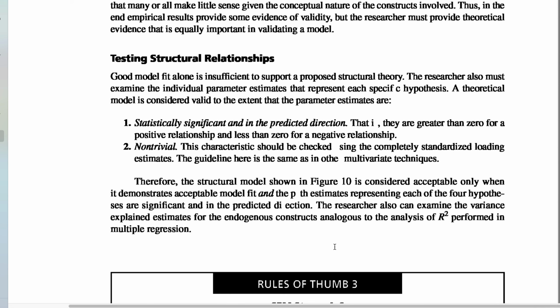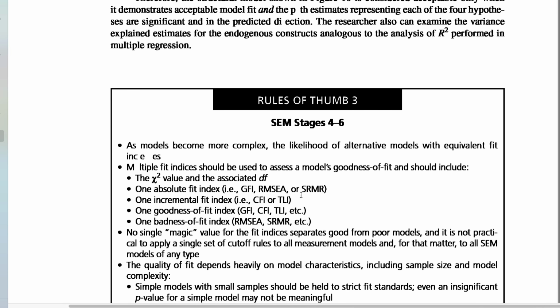Checking the completely standardized estimates, the guideline here is the same as for other multivariate techniques. Therefore, the structural equation model shown in Figure 10 is considered acceptable only when it demonstrates acceptable model fit and the parameter estimates are as predicted. Each of the four hypotheses must be significant and in the predicted direction. The researcher can also examine the variance explained for the endogenous constructs, and these are the R-square values performed in multiple regression, rule of thumb 3.